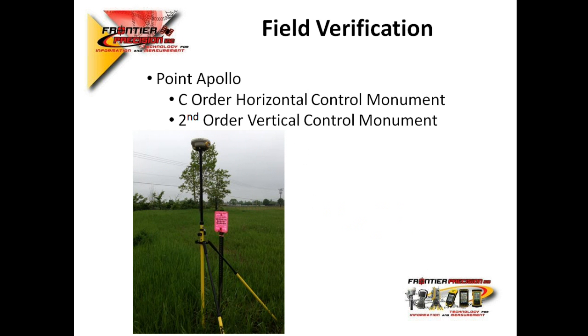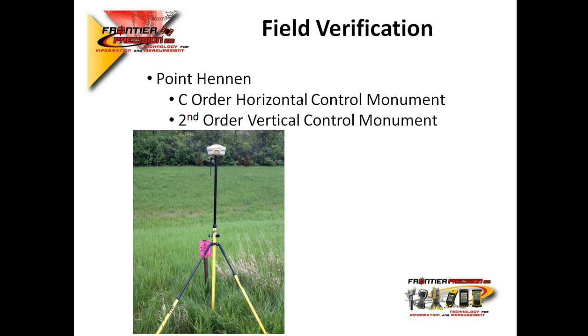So here's point Apollo. This is one of the NGS points that we selected. Pretty open. I just wanted to get a picture of it so you can see it was open. It's a Class C order horizontal control monument, second order vertical control monument. And the other point was called Hennen. It's also a C order horizontal control monument and a second order vertical control monument. And you can also see that it's pretty open where this location is at as well.